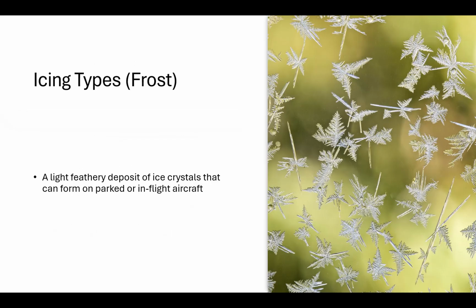For frost, this is a common one that we see, specifically in the fall season. You might wake up one morning and find these feathery patterns on your windshield. Or you might see it on the windows of your house. You might see it on the grass blades. This is a light feathery deposit of ice crystals that can form on parked or in-flight aircraft. So frost can also be a form of icing for aircraft.